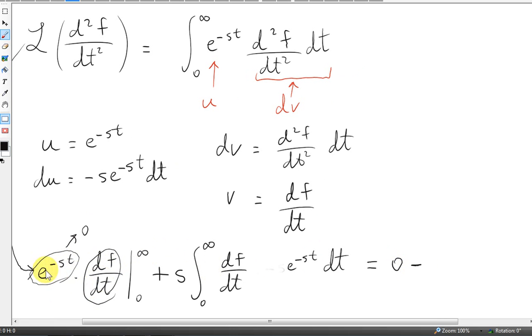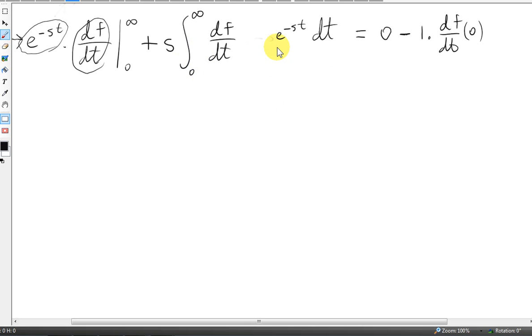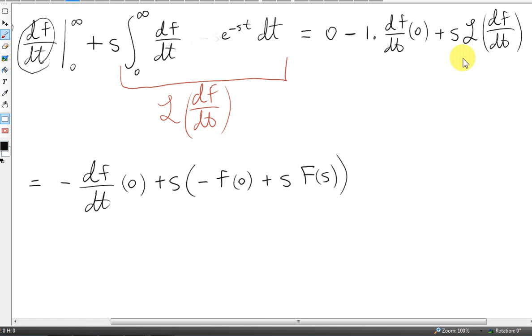Then we've minus this thing evaluated at 0. Well, if we plug 0 in here, we get e to the power of 0, which is 1. And we have to evaluate df/dt at 0. Now, notice this integral here. This is just the definition of the Laplace transform of this function, df/dt. We've already gotten this thing here, L of df/dt. Here it is, so I'm just plugging it in here.